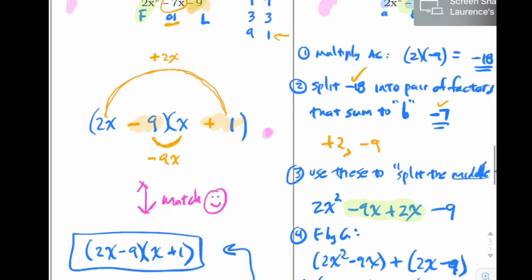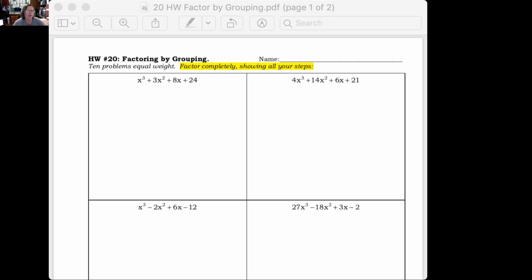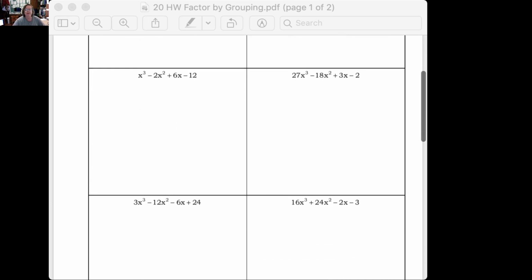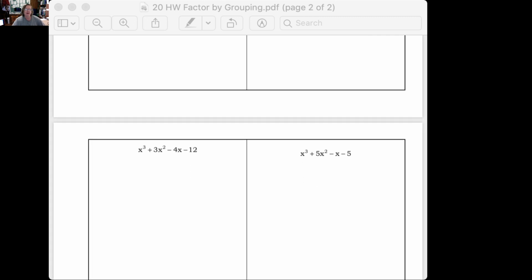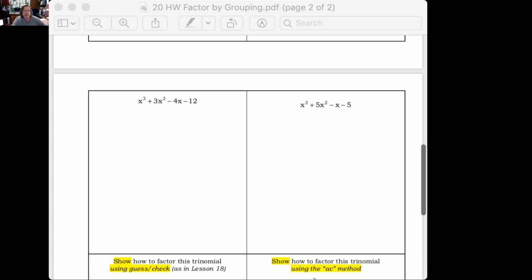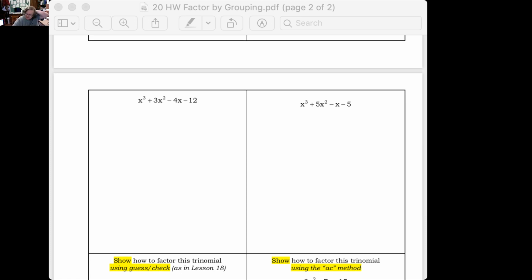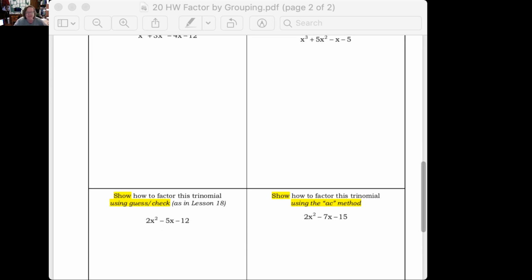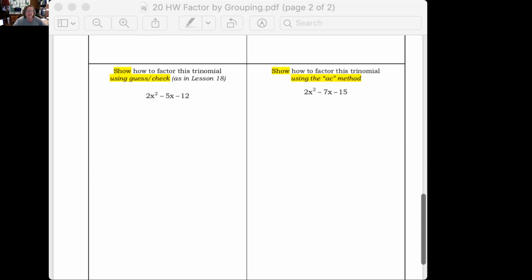So now let's look at the homework real quick. Hey, look, I'm back. So the first page is just a whole bunch of factor by grouping stuff. The next one is, okay, I'm going to tell you right now, be careful with these two that you're looking at, because of factor completely. The word completely is the hint I'm going to give you. And then you'll end with just a pair where they're not quite the same, but they're almost the same. Do one by guess and check, do the other using the AC method. That way, you can practice what I just showed you in the lesson.